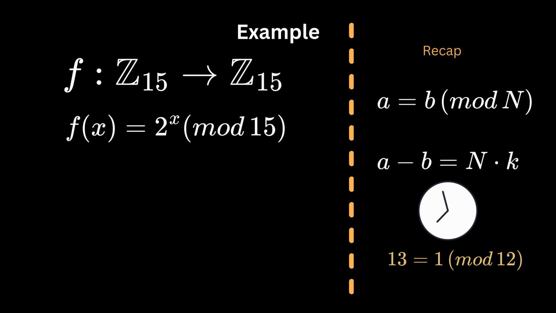For example, a clock represents Z12 where everything is calculated modulo 12. For instance, 13 is equal to 1 mod 12 and 14 is equal to 2 mod 12, which we know, since 13 represents 1 p.m. and 14 represents 2 p.m.